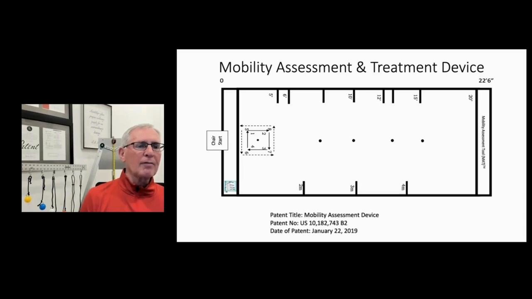If we start from the left side, you can have where the chair is seated for the timed up and go, and you can see the 10-foot mark, or if you use meters, across from it is the 3-meter mark. And then right in front of it is the pattern for the four-square step test. And then we have dots at 2.5 feet apart, the black dots, and those can be used for the figure-of-8 walk test and also for serpentine cone placement as a therapeutic activity.